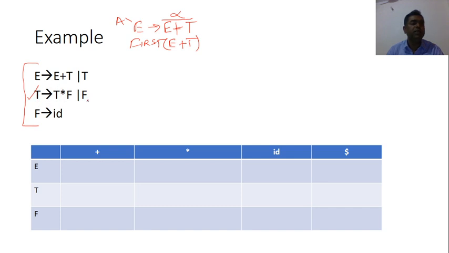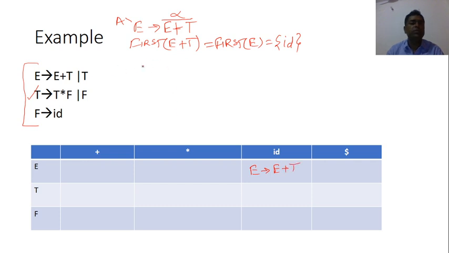But by using the production T → F, you can find first of T equal to first of F. And what is first of F? That is equal to id. So in this grammar, first of E equals first of T equals first of F, which equals id. So first of E is id. That means I have to insert the production E → E + T in the row E and column id. Just go to the E row and id column, and insert here E → E + T.